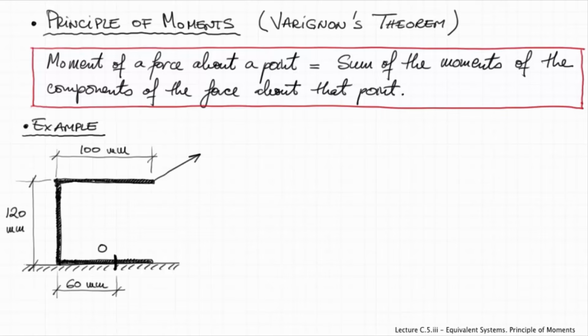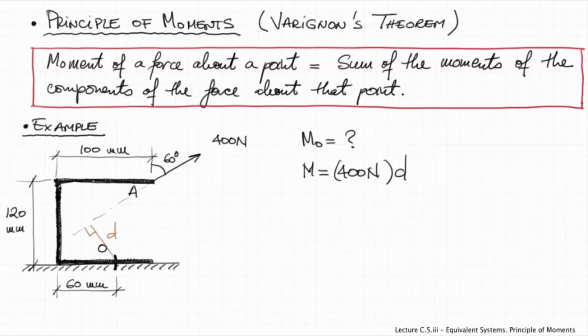Now, there is a force acting at point A on the bracket, and the force has a magnitude of 400 newtons and is directed 60 degrees clockwise from the vertical. You are required in this question to determine the moment of this force about point O. In order to do that, for a simple question in two dimensions, we multiply the magnitude of the force with the moment arm, d, which is the perpendicular distance from O to the line of action of the force.